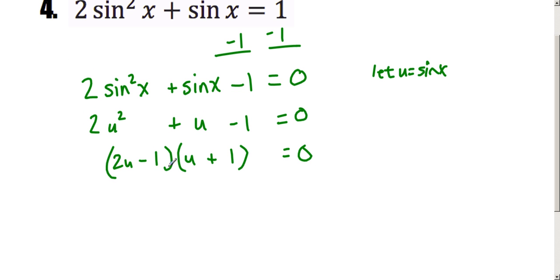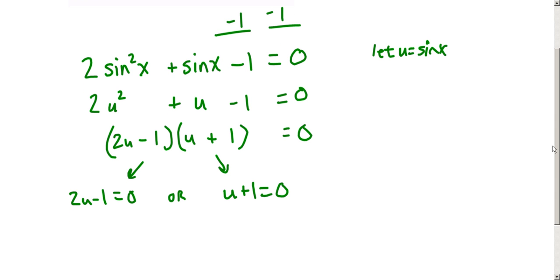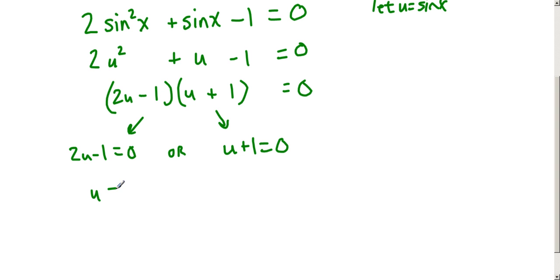So now we've got the product of these two factors equaling 0. Zero product property: 2u minus 1 has got to be 0, or u plus 1 has got to be 0. Solving for u, add 1, divide by 2, u is 1/2. Solving for u, subtract 1, u is -1. Now, again, we're not trying to find u, we're trying to find x. So let's sub back in sine of x. This u is the same thing as sine of x.